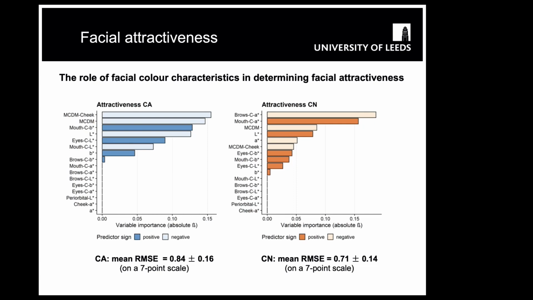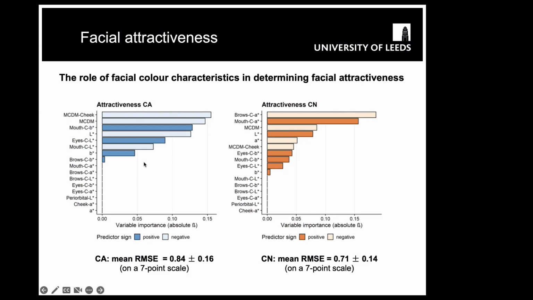Okay. And for example, for the Caucasian, we tried to investigate the relationship between each facial color characteristic and the facial preference. We calculated the relationship, and we found for the Caucasian, what is the most important factor? It's the color variation for the cheek.